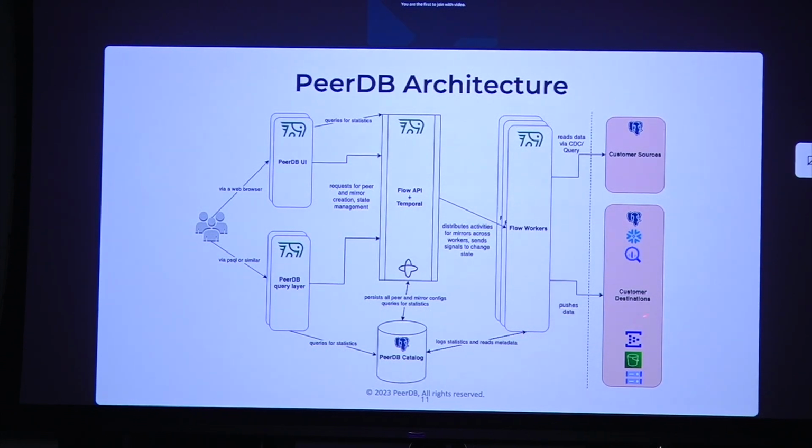And finally, we log statistics and all our mirror configuration, basically all our data, in a Postgres instance. Our catalog is where we store all the data, and it's a Postgres database you can query and run statistics against yourself. It's exposed to the end user.